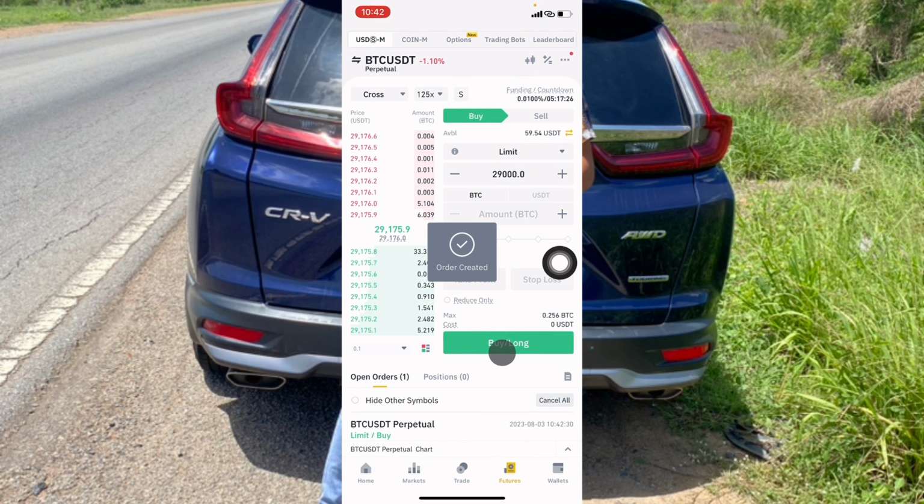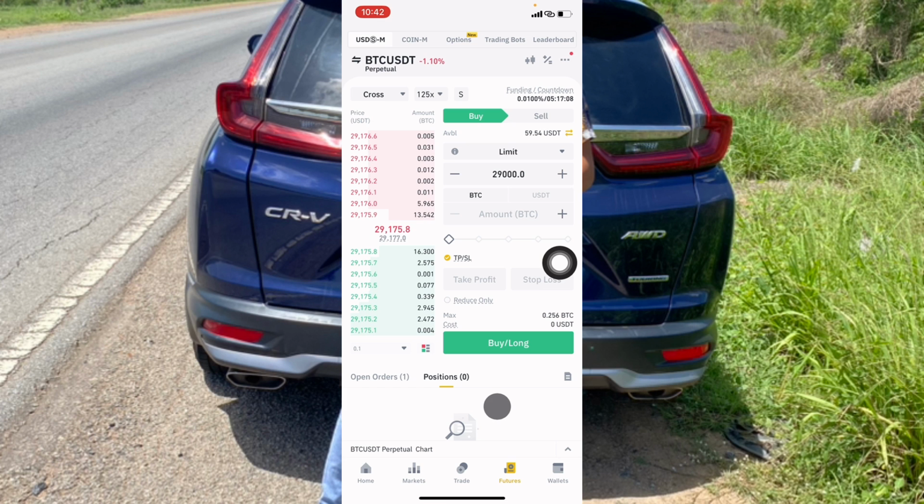So when I click on buy/long, you can see we have our open orders here. Because it's a limit order, it will appear at the open orders. But right now, let's enter a market order and you'll see it will appear at the position, so that I will explain to you guys how to know how much you are going to make on the trade.